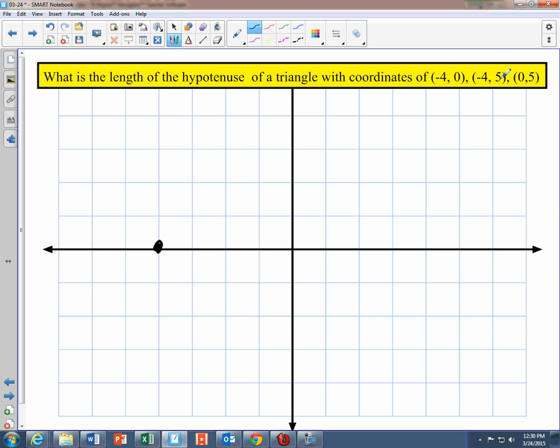I also have -4, 5. So that's left 4 again, 1, 2, 3, 4. But up 5. 1, 2, 3, 4. That's right here. I ran out of room a little bit, but I think you get my point. And the other point is at 0, 5. So start at 0. Don't go left or right because of the 0, but I do go up 5. 1, 2, 3, 4, 5. Now these 3 points make a triangle, so I'm going to draw a triangle.